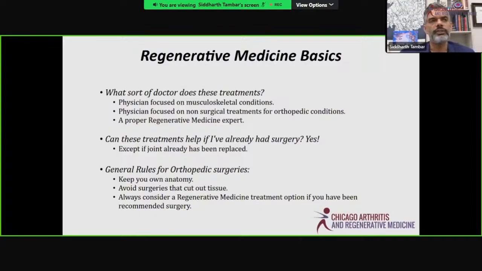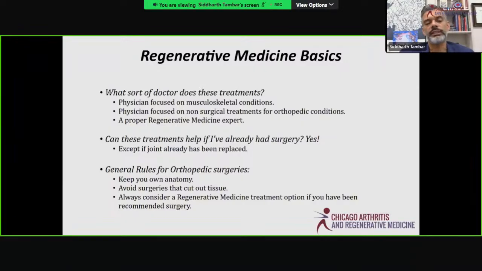Again, what sort of doctor does these treatments? I talked extensively about what it takes to be a regenerative medicine expert. There's a lot of different things. It's not just a person who's comfortable injecting into a joint. It should be someone who really understands the nuance of this.